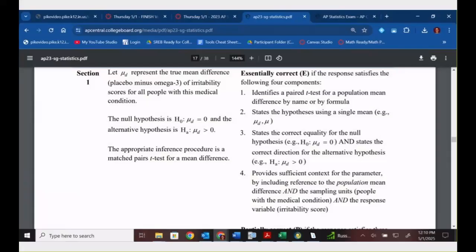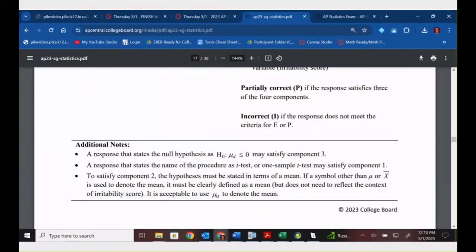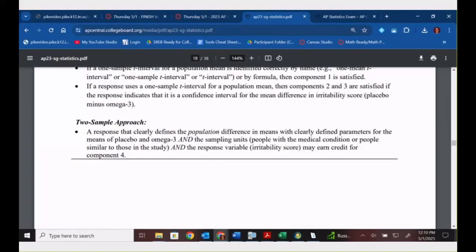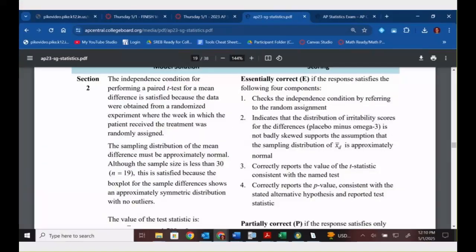Do you guys have any questions about scoring section 1 here? All right. Let's go look at section 2 then. Section 2 also had 4 components.